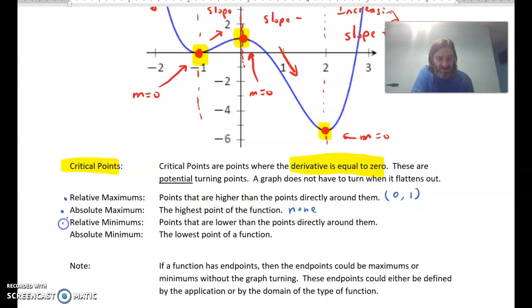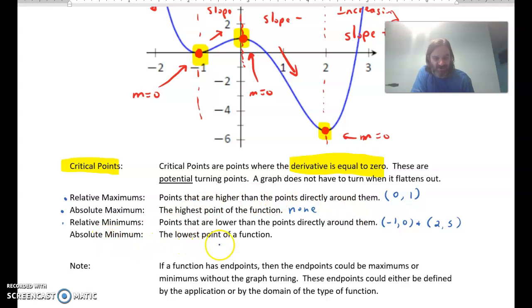Relative min, that's just lower than the points around it. So that happens over where we had this min. It looks like negative 1, 0. It's lower than the points around it, lower than the points on the left and the right. And over here at what looks like maybe 2, negative 5. So we can have more than one relative min, just like we said both of these are low points. The graph was going down in both places and then it continues to go up after that.